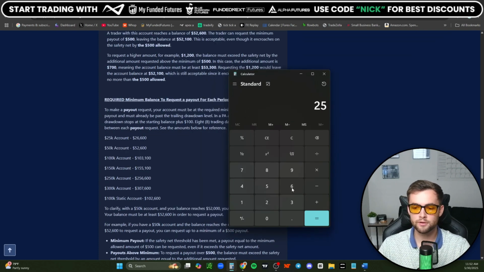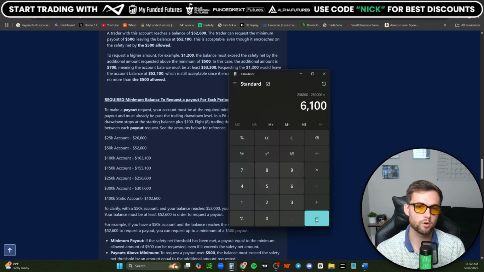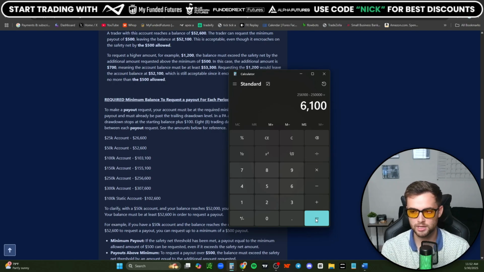Now, the same thing here for the $250,000 account. This is a $2,500 plus $256,600. So $259,100, you can withdraw $3,000. And that will leave you with about $6,100 left in drawdown. And like I said before, if you have a good strategy and good risk management plan, you should be fine with $6,100 in drawdown to make $3,000 for your next payout.